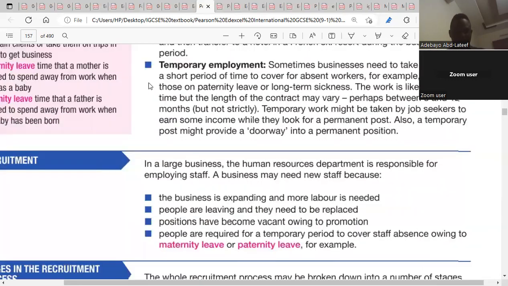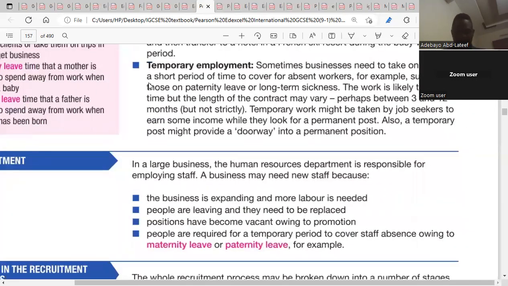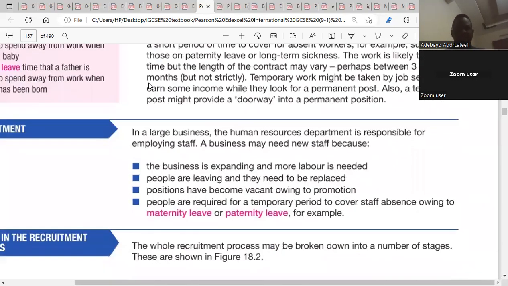All right. So recruitment, here we have recruitment. They said in a large business, the human resources department is responsible for employing staff. A business may need new staff because, before we go there, like I told you earlier, recruitment means employing workers for a vacant position. Yes or no? So whenever there's a vacant position, it means a position needs to be filled.